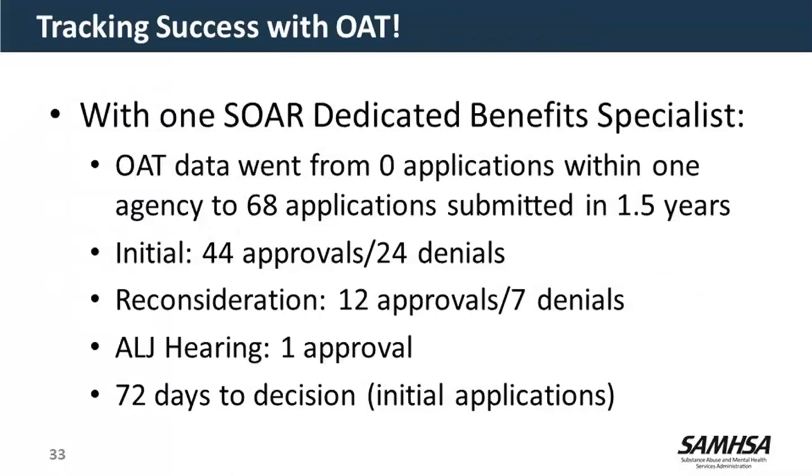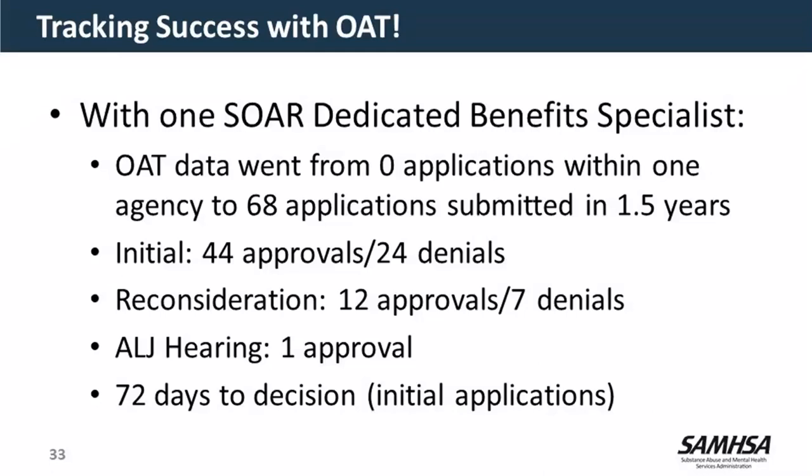So tracking success with OAT, with one SOAR dedicated specialist, the agency did not have one. They had people trained. However, they were not submitting any applications for SOAR. They had some lapsed dollars at one point when we were doing a contract validation, and noticed the lapsed dollars, and we thought, well, let's just give you some more and hire a SOAR dedicated specialist. Once this individual was in place, within a year and a half, she did 68 applications. She submitted them to Social Security Administration.